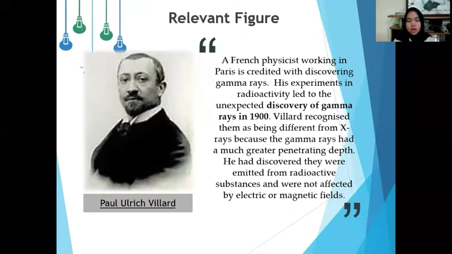Next, Paul Ulrich Villard, a French physicist working in Paris, is credited with discovering gamma rays. His experiments in radioactivity led to the unexpected discovery of gamma rays in 1900. Villard recognized them as being different from X-rays because the gamma rays had a much wider penetrating depth. He had discovered they were emitted from radioactive substances and were not affected by electric or magnetic fields.